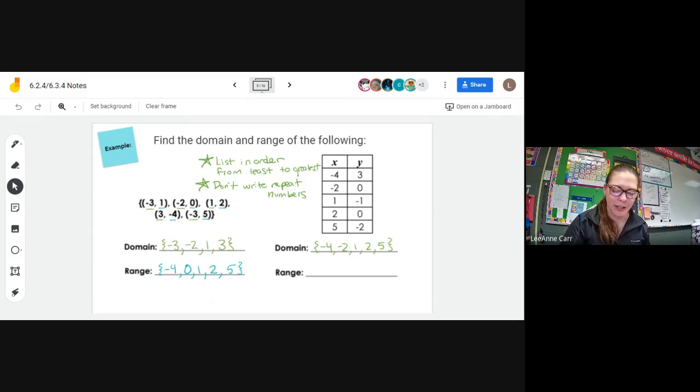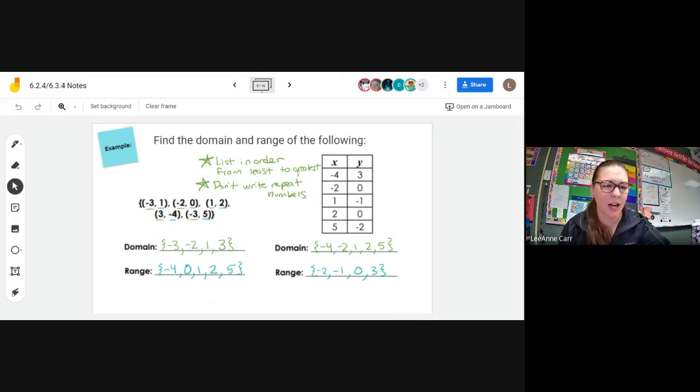Oh, Kyra, yeah, you looked at this Y column. We do have some repeats in our Y's. So as I'm writing my range, I'm going to make sure that I don't write two zeros. I'm only going to write one 0. And our range also is not in order, so I am going to have to rearrange this a little bit. I'm going to start with my negative most value, which would be -2. Then I go to -1. Then I have my two zeros here. I'm just going to write it once. And then 3. And boom, we are done.